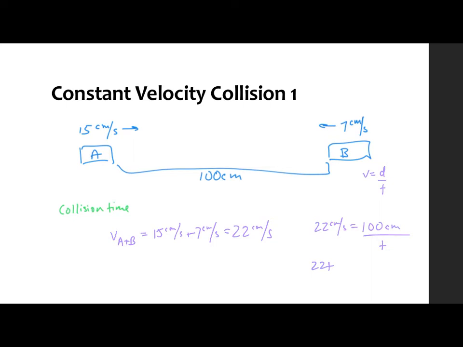You get 22t equals 100. T is equal to 100 divided by 22, and that's 4.55 seconds. So this is the shortcut. When you have 2 cars heading towards each other and about to collide, you add their speeds together to figure out how fast they're closing along the same distance. So 100 centimeters divided by 22 centimeters per second gets you 4.55 seconds before they collide.